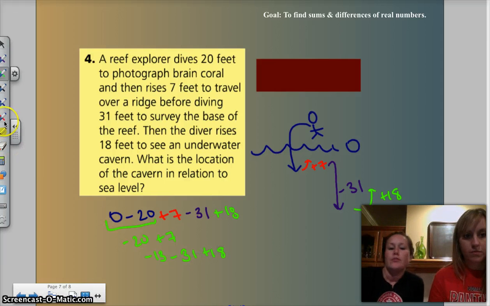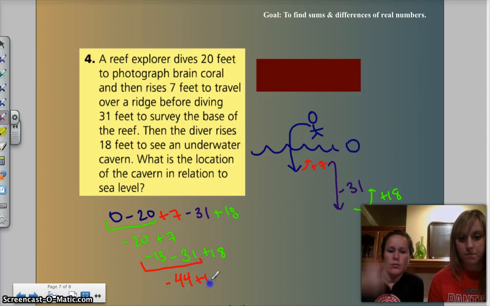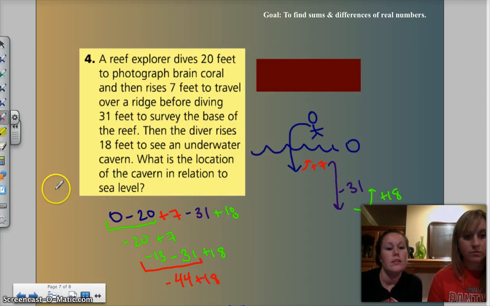All right, so I have negative 13 minus 31. So I'm going back down 31. Negative 13 and 31 are both negative, so I can add them together. So negative 44. Plus 18, going back up. I can subtract those two because they have different signs. So 44 minus 18.